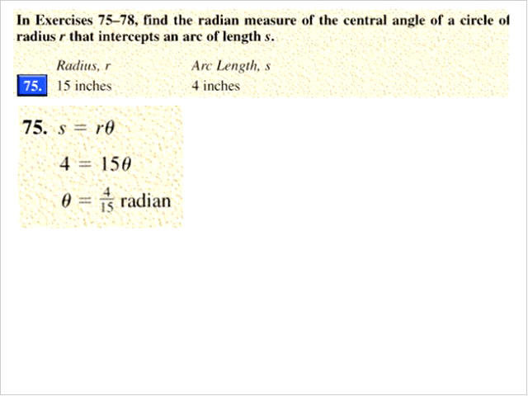For the next one, we're actually given a formula that S equals R times theta. And S is your arc length and R is your radius. And we want to solve for theta in each case here. So if we know that S is 4 and R is 15, to solve for theta, we have to divide both sides by 15. So theta equals 4/15 radians.